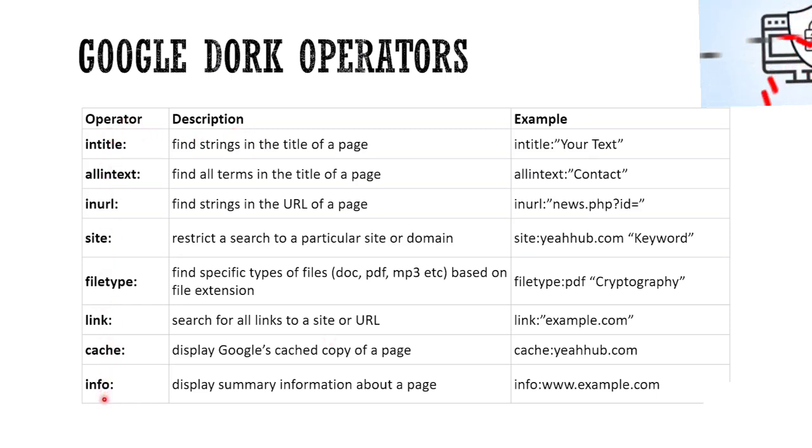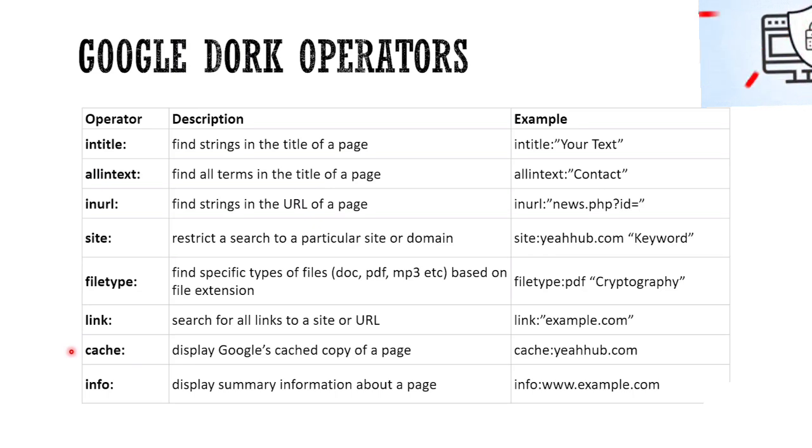I want to find strings of text that are in the title of a page, or find all of the terms that I list in the title of a page, or in the URL of a page, or restrict the search to a particular site or a particular file type, or search for links to a site, or show me Google's cache. Google does keep cached copies of popular lookups. Or display summary information.